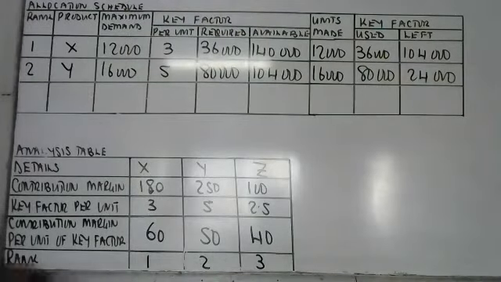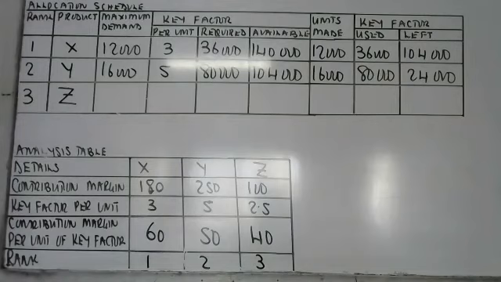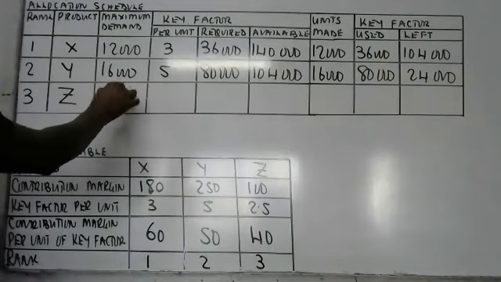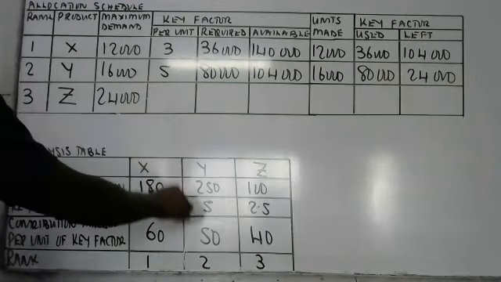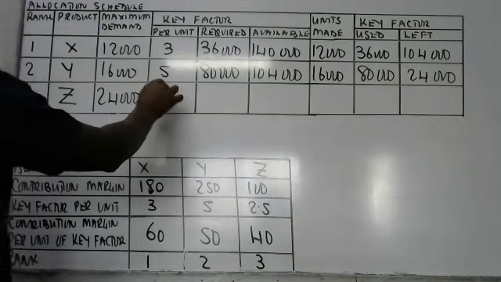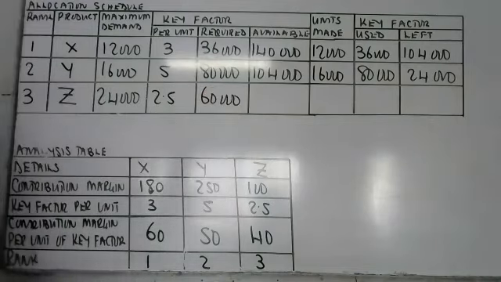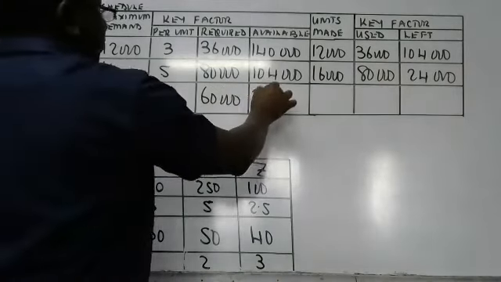24,000. Then we go to number 3, which is product Z. Now, product Z, according to our maximum, it is 24,000. So 24,000, each requiring 2.5. That means we require 60,000. But we have with us already 24.